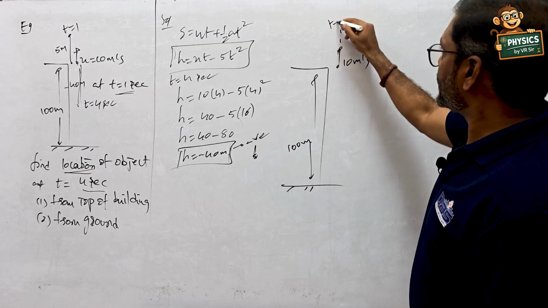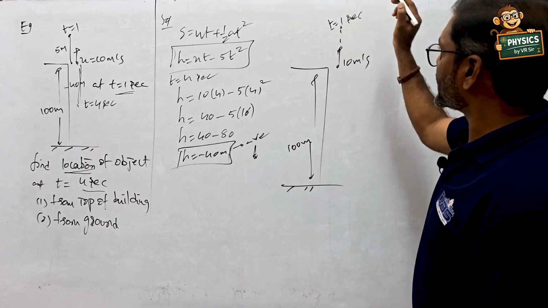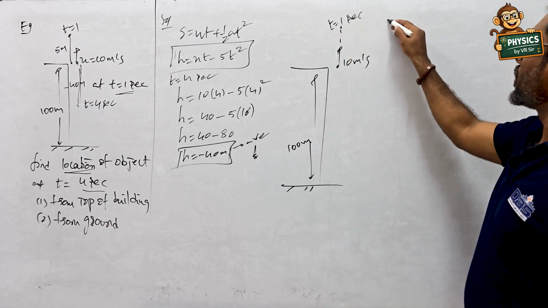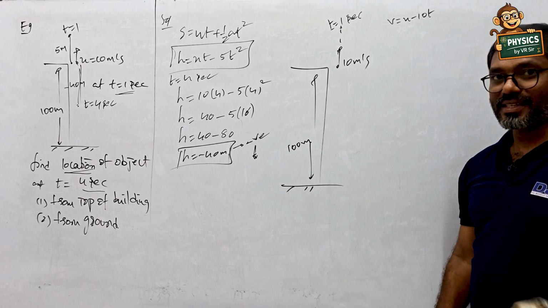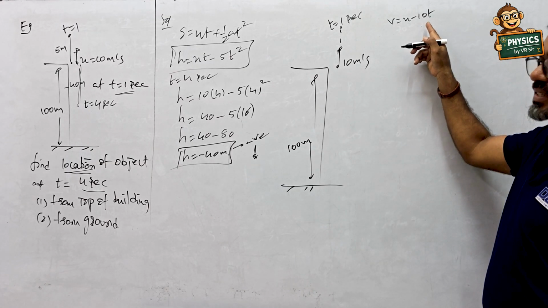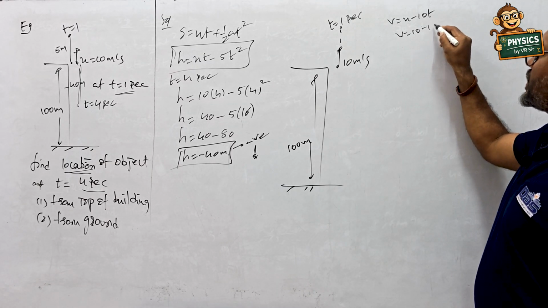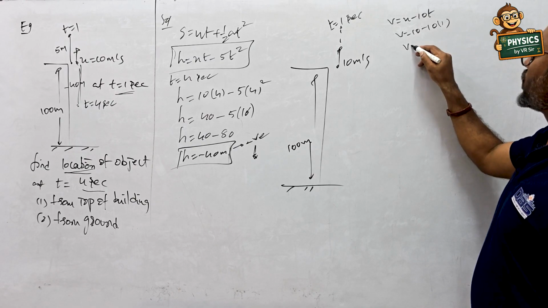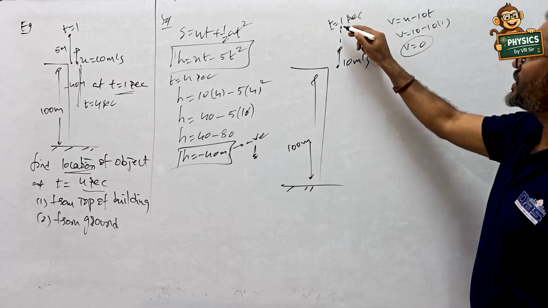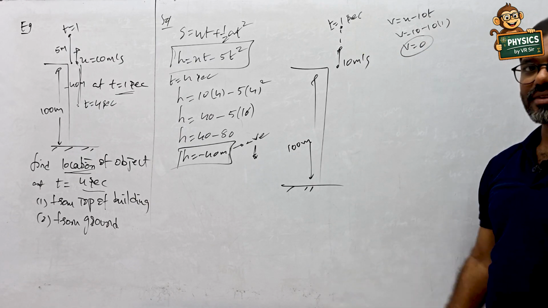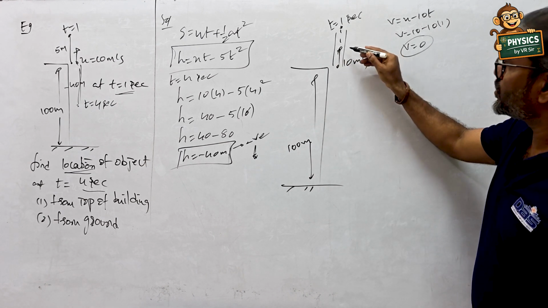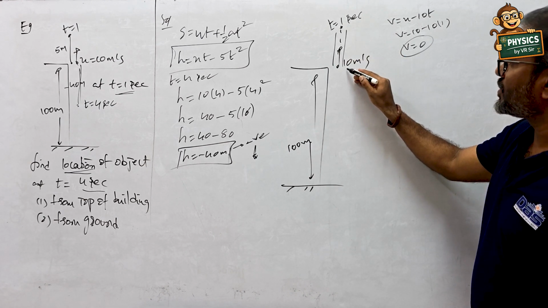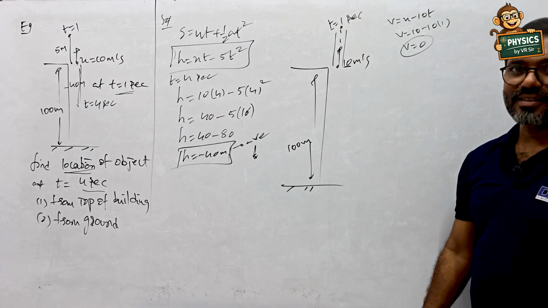Now it takes t equivalent to 1 second to reach the maximum height. How? v is equivalent to u minus gt. I hope you are following this. So v is equivalent to 10 minus 10 into 1. If you substitute, v is equivalent to 0. So velocity is 0 at the highest point, the maximum height. For this, it took 1 second, and again to come back, 2 seconds. So t equivalent to 2 seconds, by that time it reaches here.